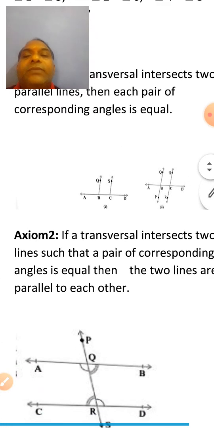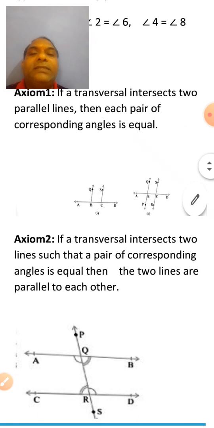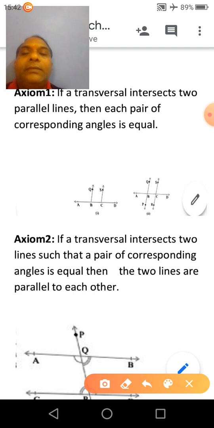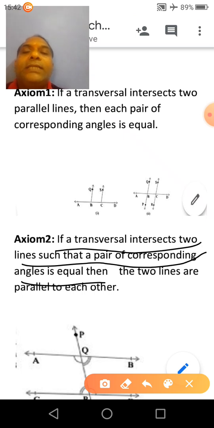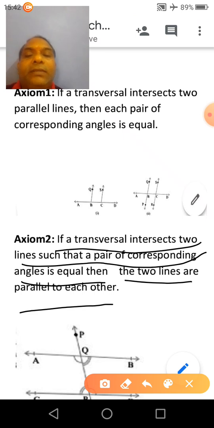Now, next axiom. If a transversal intersects two lines such that a pair of corresponding angles is equal, then the two lines are parallel to each other. Means if a transversal line intersects two lines such that a pair of corresponding angles is equal, then both lines will be parallel.